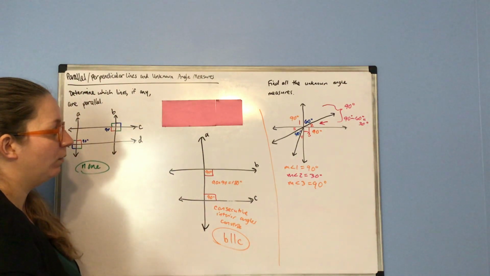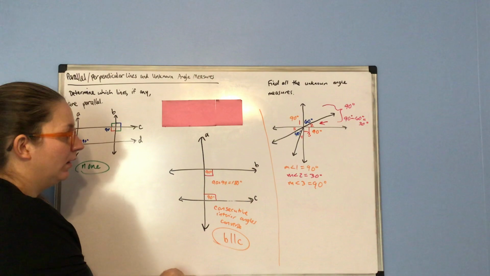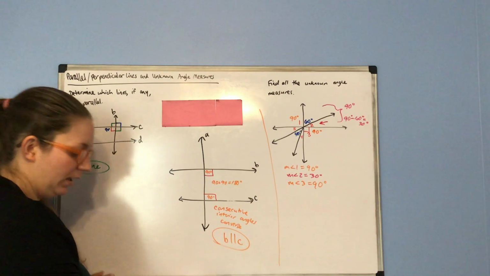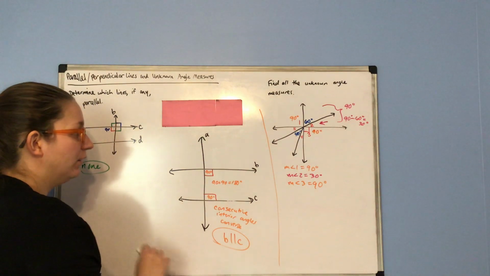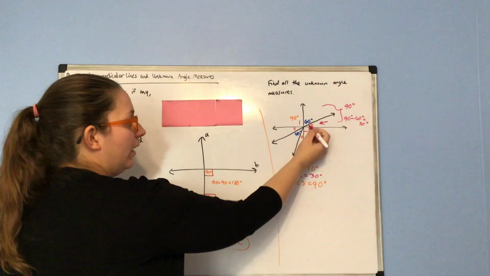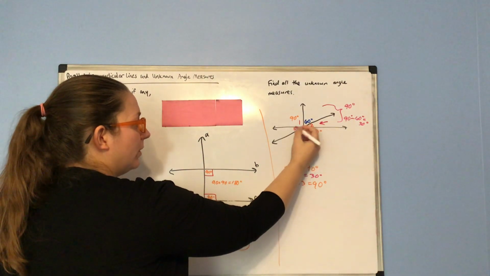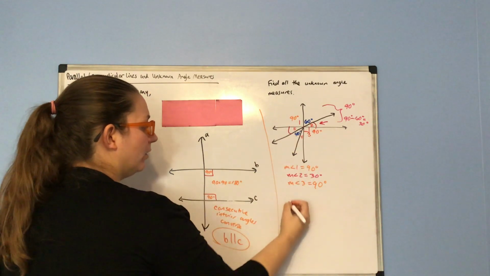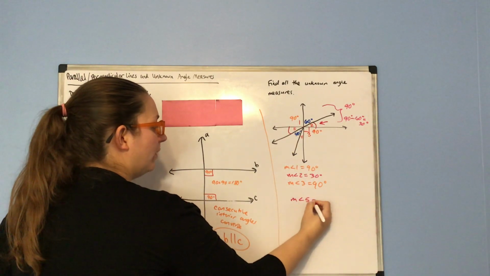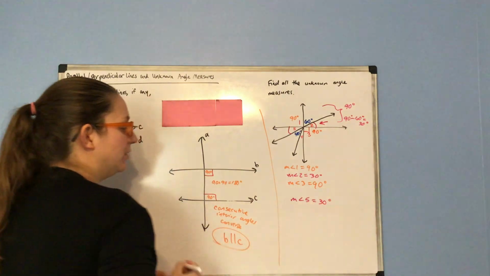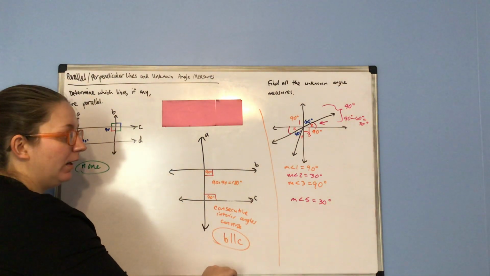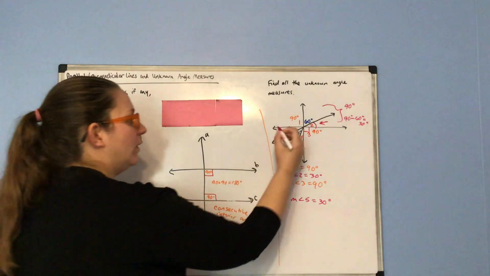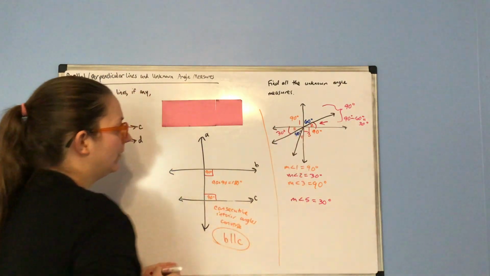Alrighty, what else can we say? Well, since I know that angle 2 is 30 degrees, angle 2 is vertical angles with angle 5, so these two are going to be congruent. So measure of angle 5 is also going to be 30 degrees. That means we've found everything now except for angle 4. I'm going to write that in just so we remember.